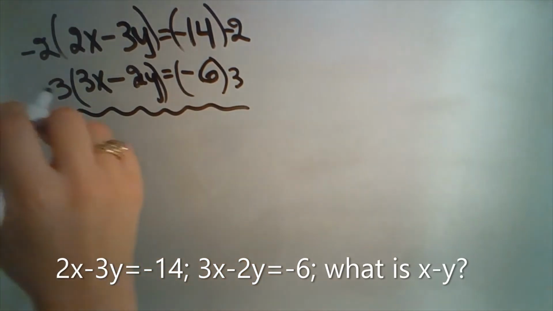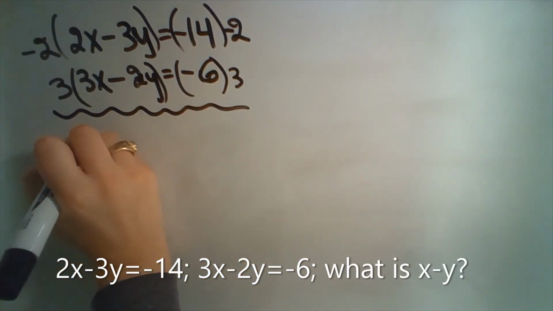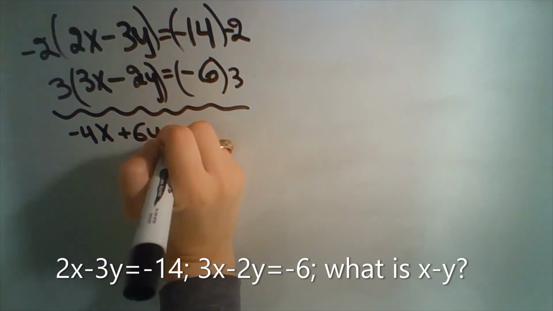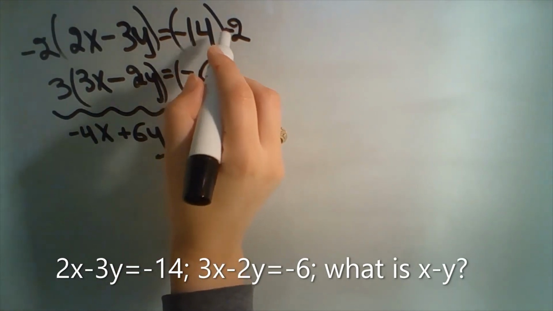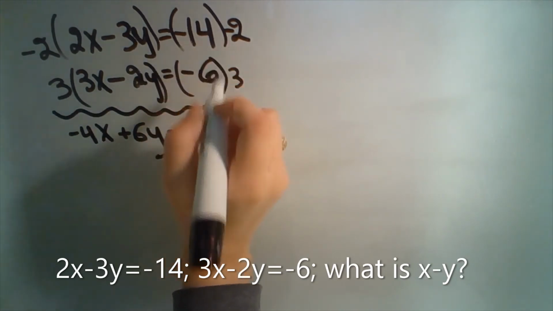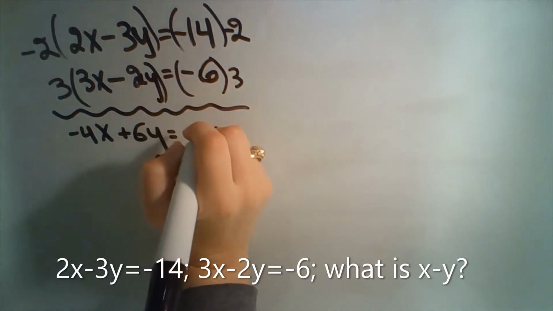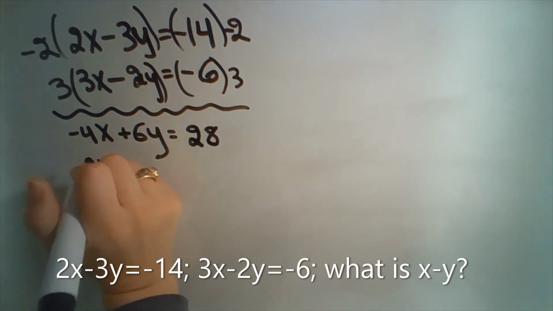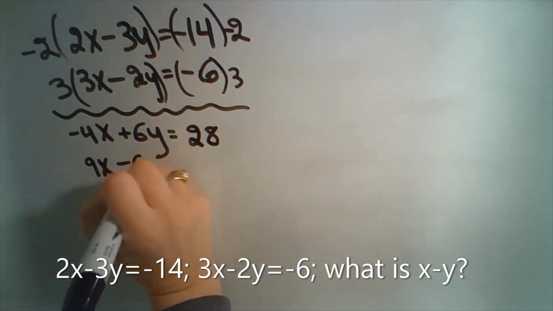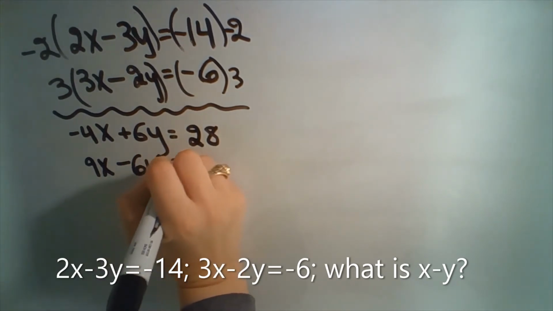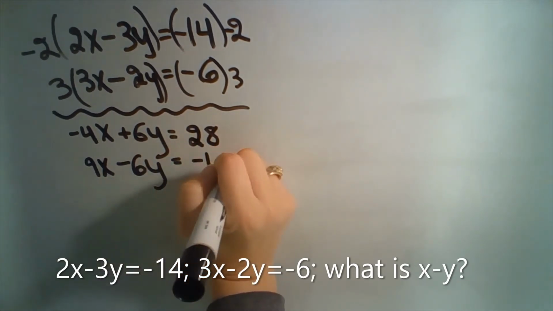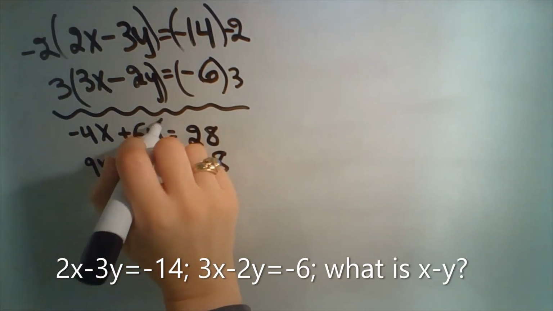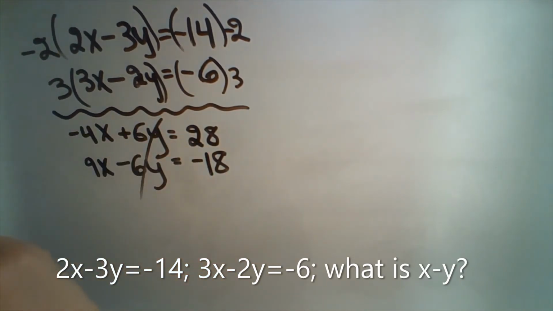And let's make our new equations. We've got negative 4x plus 6y is equal to negative times a negative is a positive, and I've got 2 times 4 is 8, and 2 times 1 is 2. Now I've got 9x minus 6y is equal to negative 18. See how now we have a positive 6 and a negative 6, so they just cancel out if we're adding?